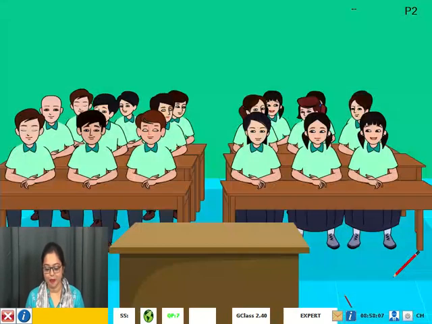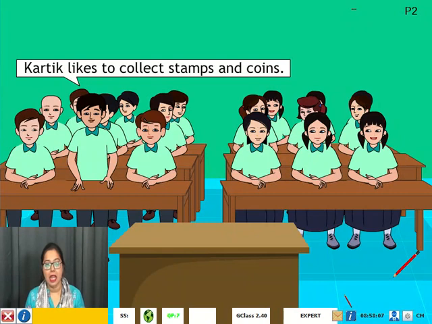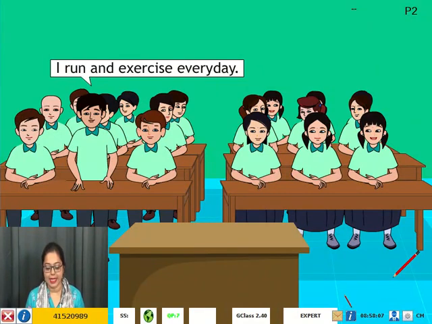So next you see what's coming up on the screen. The answer of this question will be, Karthik likes to collect stamps and coins. Now look at the sentence carefully. This sentence is under simple present tense. Okay. So we'll have a proper look at the sentences by and by as we keep on discussing. I hope till here your concept about the simple present tense, which is also known as present indefinite tense, is clear. Okay. So let's go to the next screen.